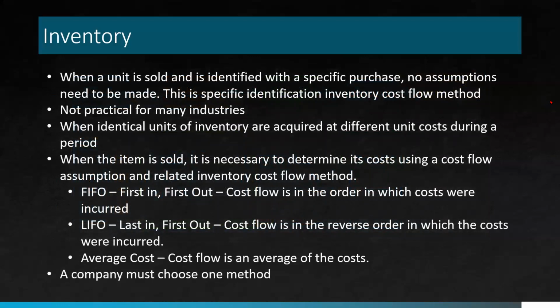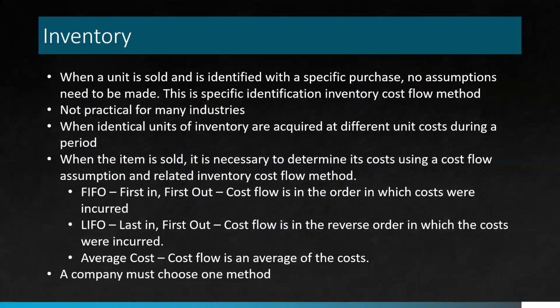So for inventory, when a unit is sold and it's identified with a specific purchase, there are no assumptions that have to be made. And this is a specific identification inventory cost flow method. And that's not practical for many industries. When identical units of inventory are acquired at different unit costs during a period, that's when a company has to determine, are they going to use FIFO, LIFO, or the average cost methodology.